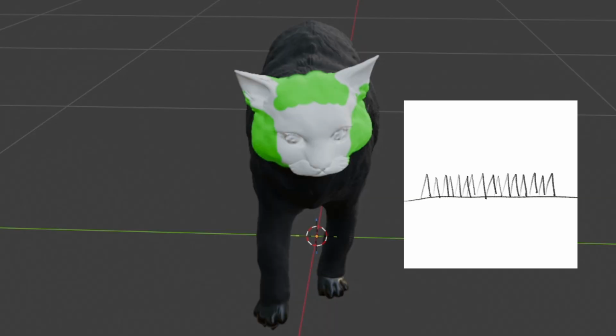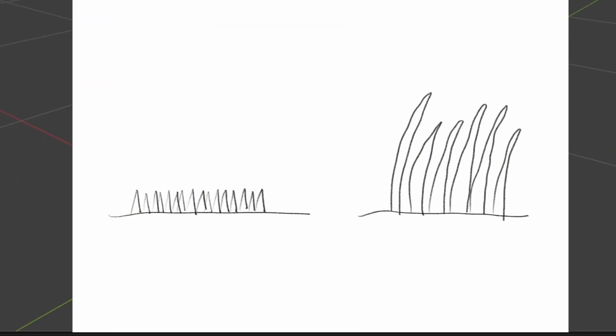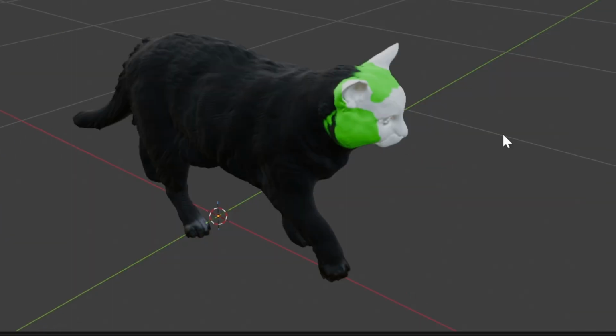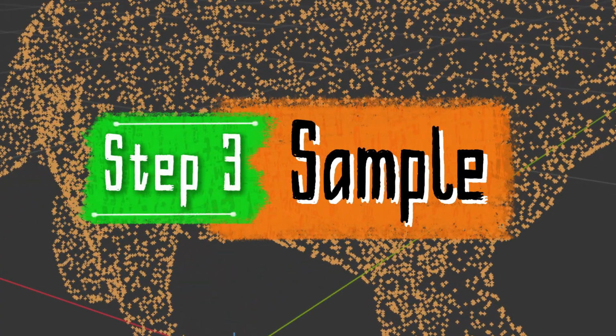In this mask, white means a face region with shorter fur, and black means a body with longer fur. But we still need a natural transition from short to long. So green is a transition zone. It interpolates from white to black by distance. Now we have fur length and fur direction. Finally, we decide where to grow fur.